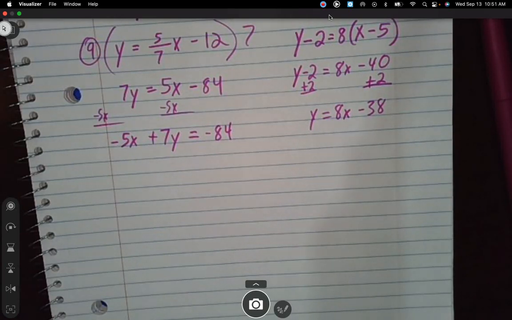What does number 20 say? Use summation notation to write series 6.6. Oh, hold on. I'm on the wrong thing.